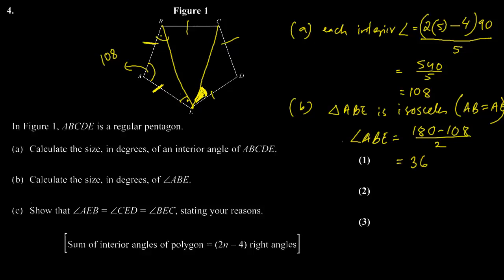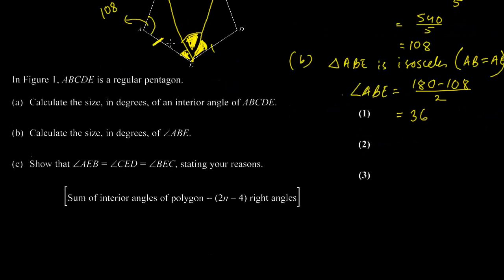This is CED. So this is AEB, and this is BEC. So BEC is this angle. So we have to show that these three angles are equal. So first of all, we can easily show that this angle is equal to this angle because both are isosceles triangles. So we can write it like this. Since we just know this is 36, we know this is 36 because this is also 108. So we know these two angles are 36.